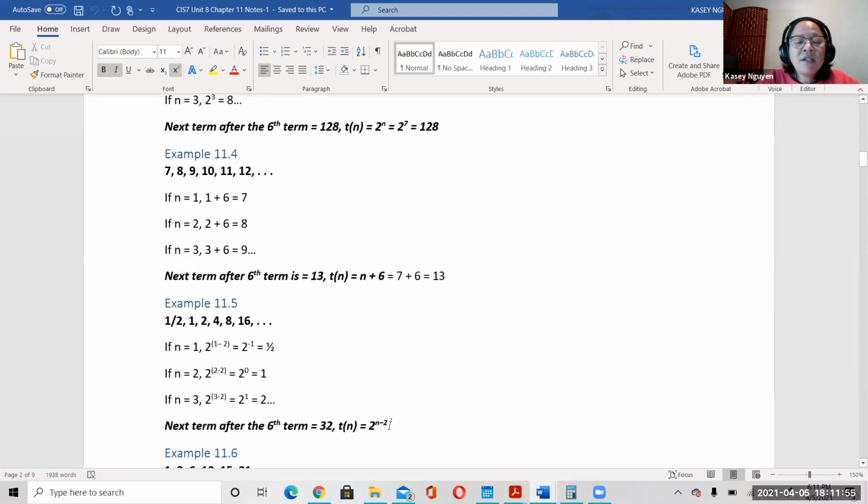So if we need to determine the seventh term or the eighth term, you can simply plug in the n value. So let's say if we need to solve for the seventh term, we would have 2 raised to the 7 minus 2 power, right? And that will be 2 to the 5th. Any questions so far?